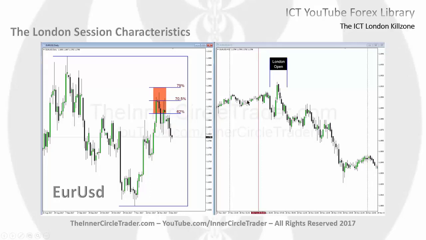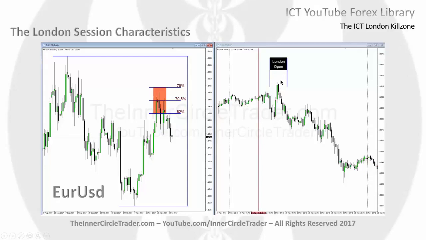Okay, so we have this particular day here, which is the 28th of November, and we have the market trading sideways until midnight in New York, and then we have the market initially drop down. We do not worry about that. We want to see it rally up into London Open. It starts this area right here. It's dropping here. We don't want to see that. We want to see price rally up.